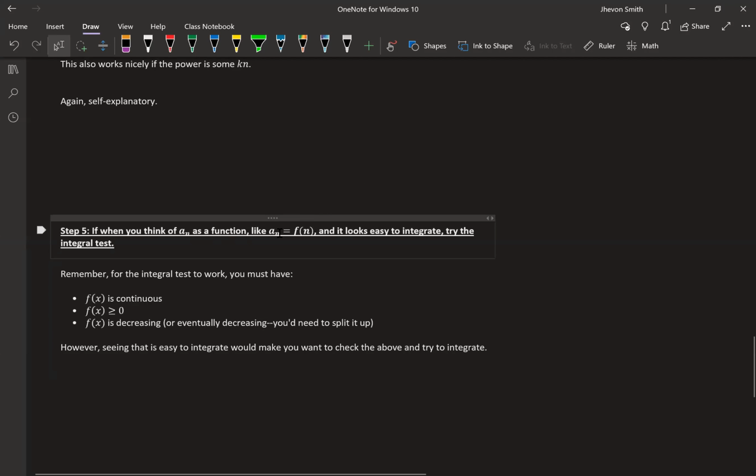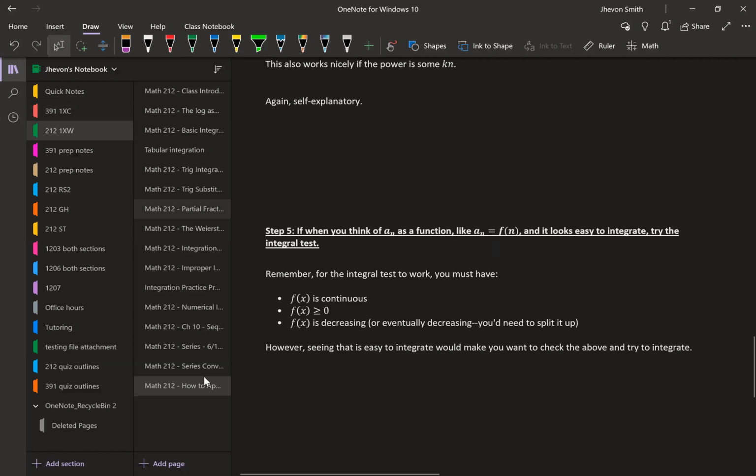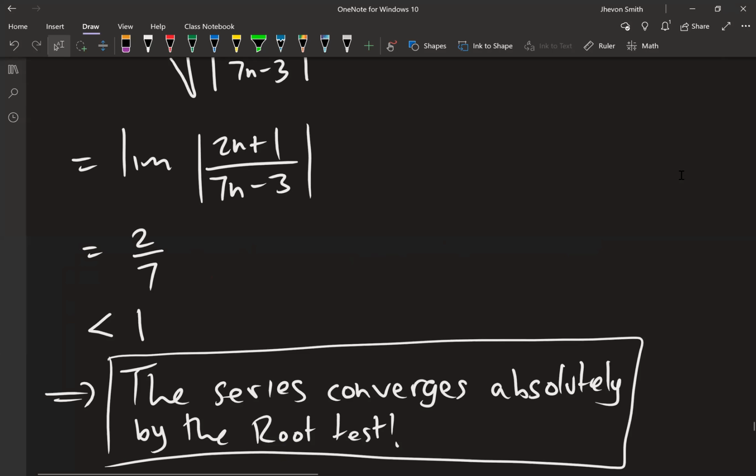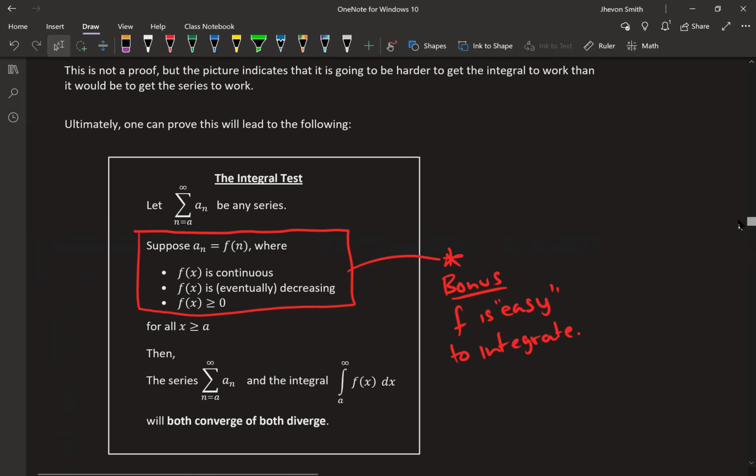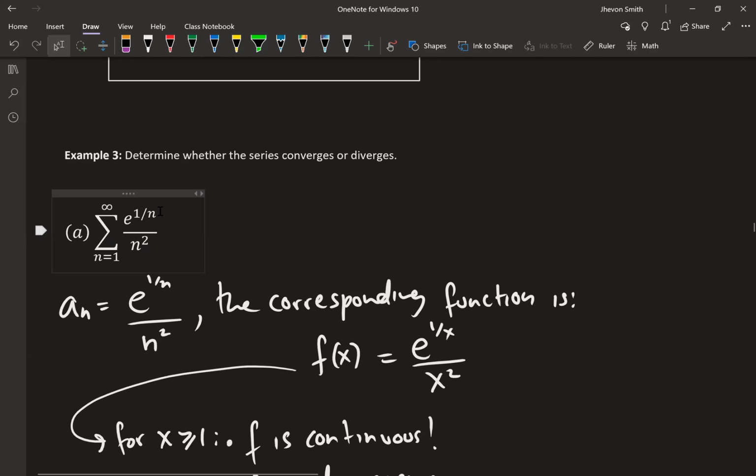Now, if you can think of a_n as a function where the function is continuous, positive and decreasing, then the integral test is a candidate. So if on top of that, it looks like you can integrate the thing easily. If as a series it looks complicated, however, as an integral it looks easy. And of course, you have to be good at integration for something to look easy. So an example was this one, e to the 1 over n divided by n squared. As a series, that is very, very complicated. However, as an integral, that's not complicated at all. That's a substitution, right? Integration by substitution can kill this if it were an integral.